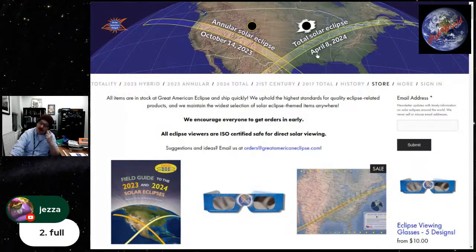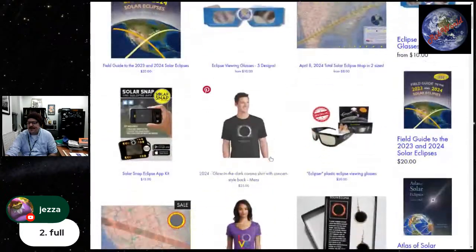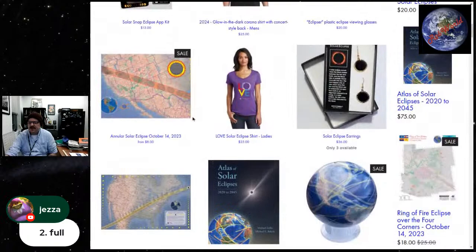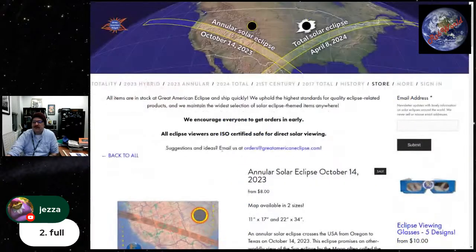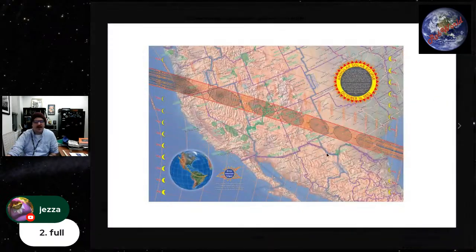And then about six months later, on April 8th, 2024, you have a total solar eclipse coming in from Mexico, basically the state of Durango, coming up through Texas again and going out through Newfoundland. Now, let me show you. Here we go.